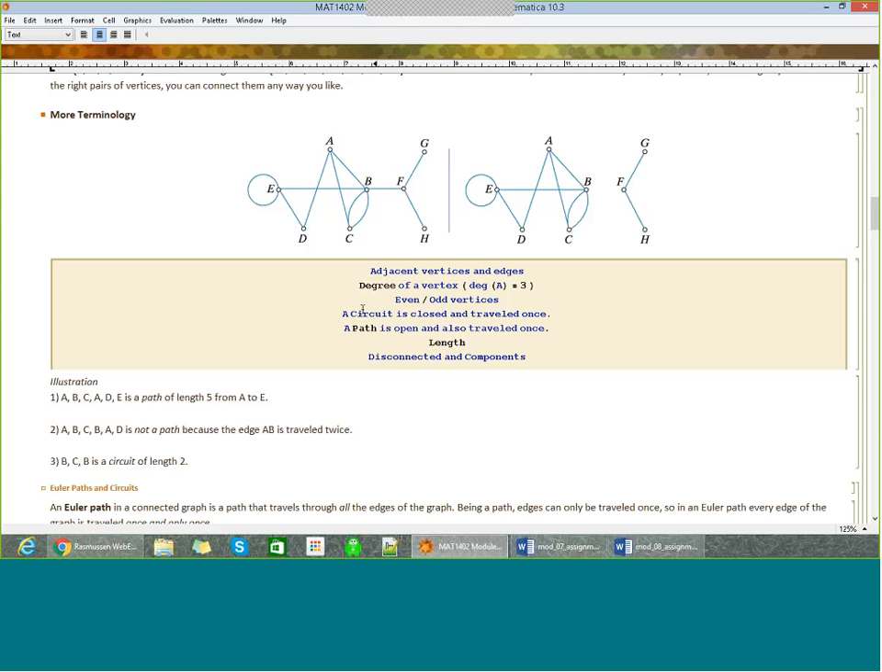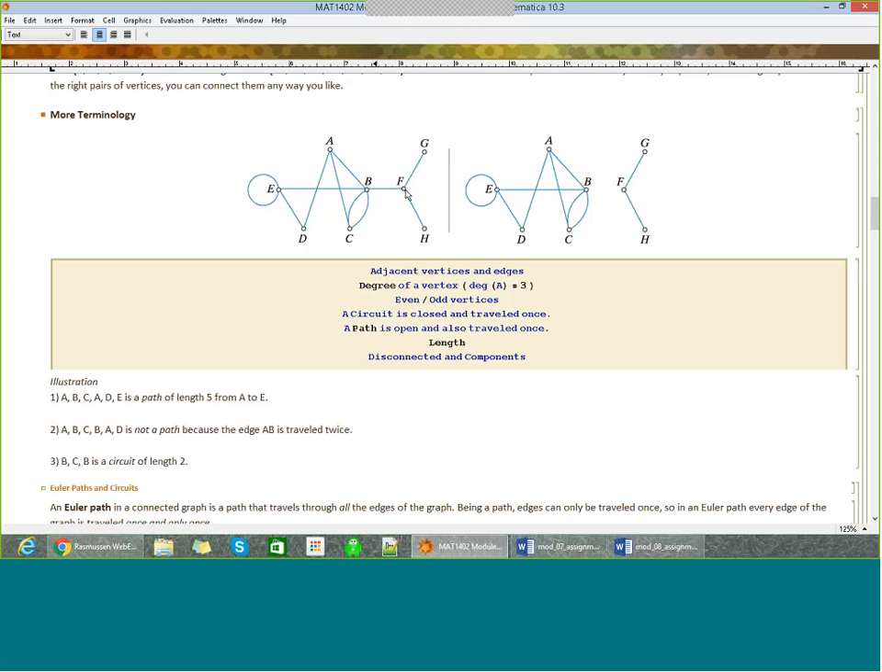A circuit, in particular in this module, is a closed path and it's traveled only once. So like E would be a circuit. A path is open and it's only traveled once. So like E to B to F, that would be a path. It's open. It doesn't go back to the original vertex and it's traveled only once.